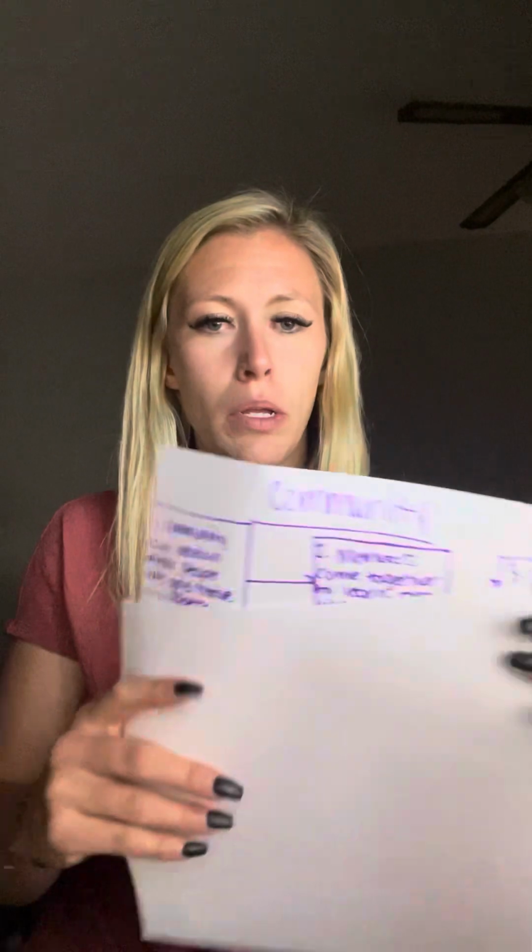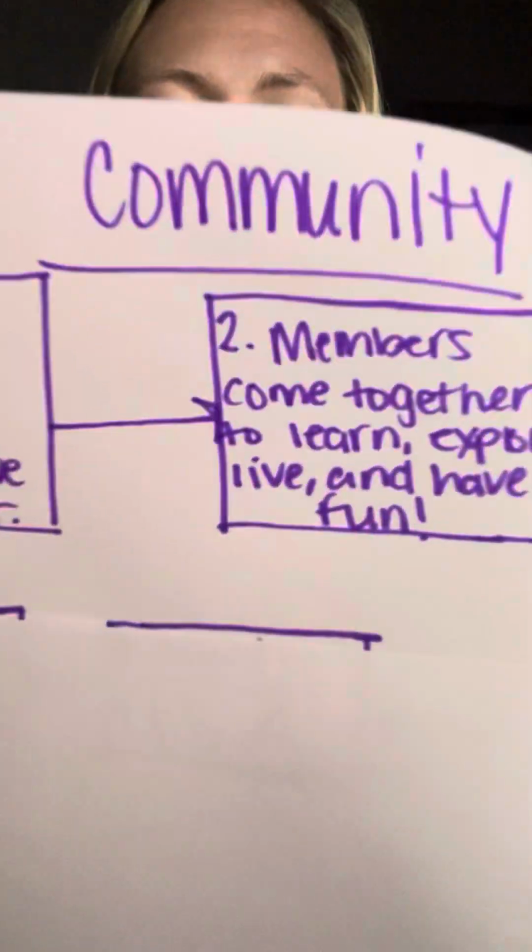Within that box, we're going to ask ourselves, do members of a community come together? Looking back at our definition, we know that members of a community do come together. So let's define what we do as a community. We come together to support one another, but a community is a place to learn, explore, live, and have fun with each other within our surroundings. So number 2 of our box should look like that.